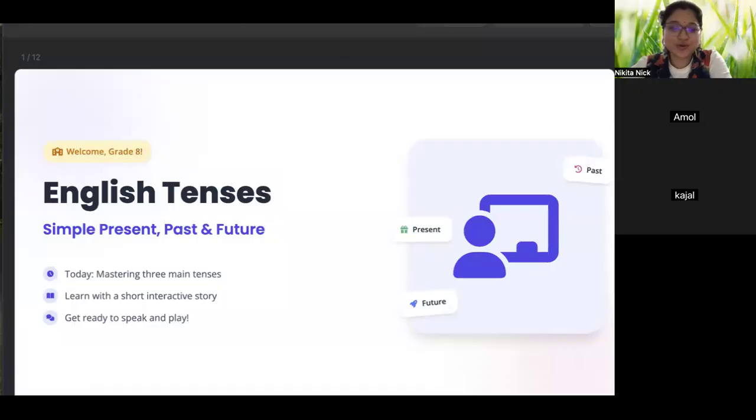Hello, everyone. Today we are going to learn about tenses. Are you ready for this?